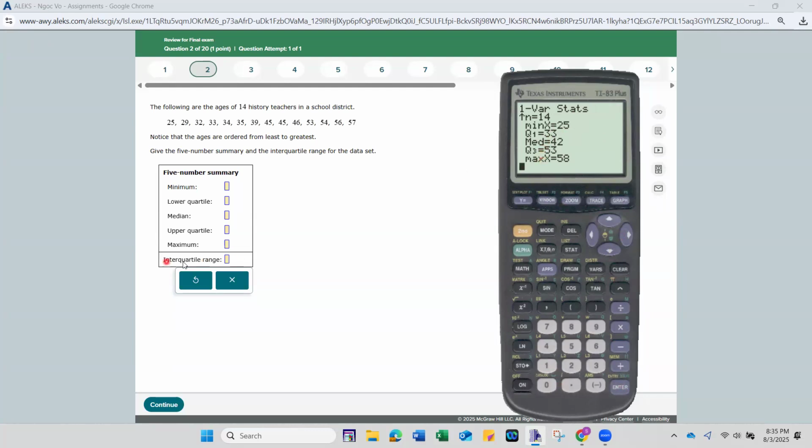The last question is about the interquartile range. Interquartile range is nothing but Q3 minus Q1. So the formula is third quartile minus first quartile. You can directly do it here in your calculator, just by doing subtraction. And that's it. This is the interquartile range.